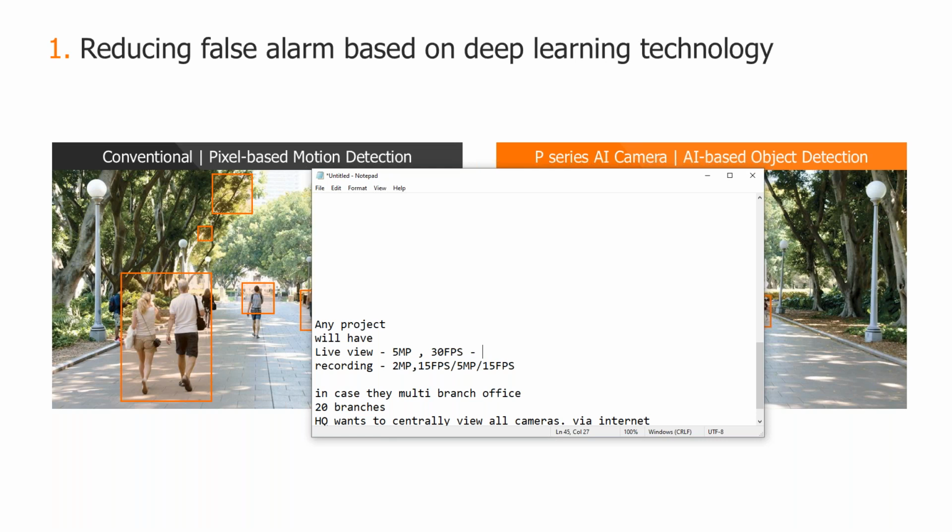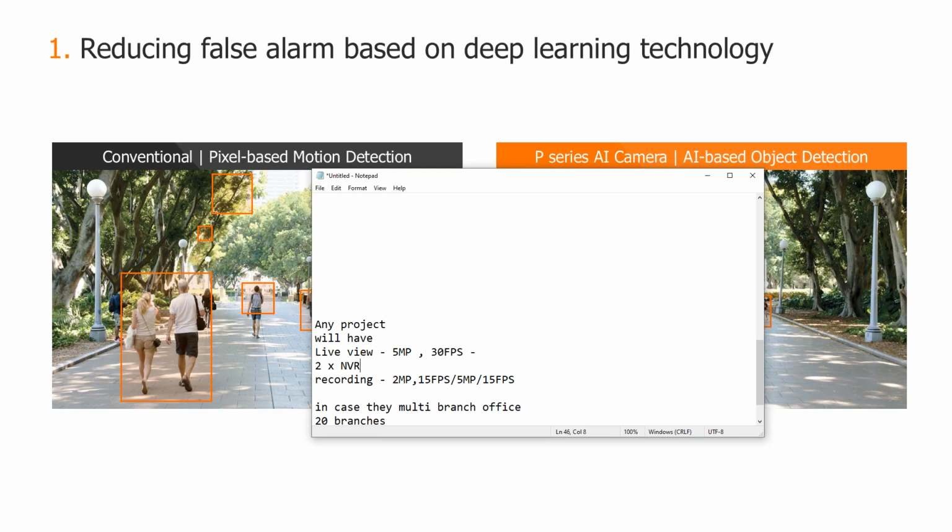If it is unicast and there are two NVRs, the camera itself will send 5 mega 30 frames. It will create the stream two times and send it to both the NVRs for recording or live view, if you have a redundant NVR or something. Okay, so that is different compared to profile.